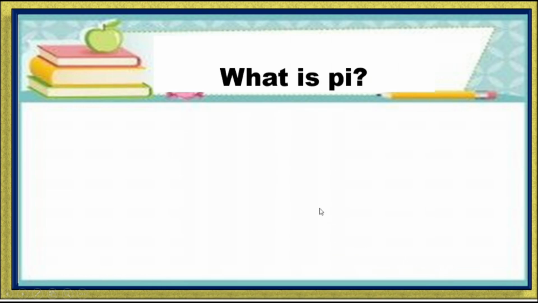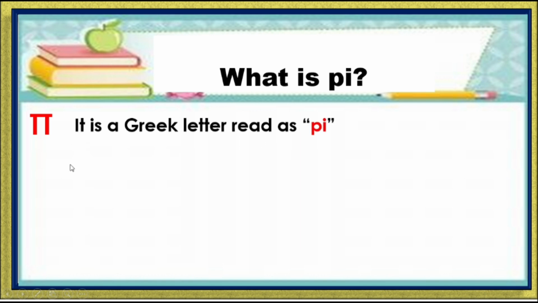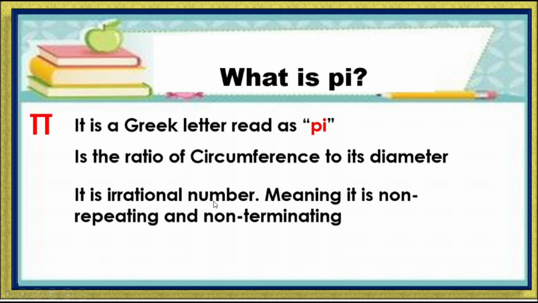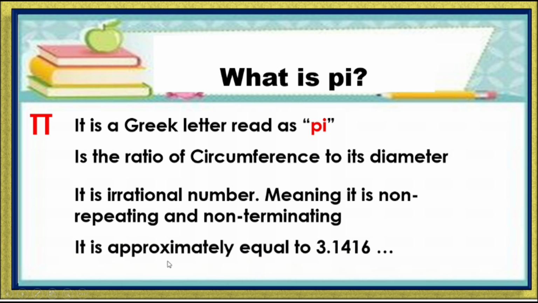So this 3.14 is pi. This is the value of pi. What do you mean by pi? This is the symbol for pi. Pi is a Greek letter, and it's the ratio of the circumference to the diameter. Again, this is the ratio of the circumference to the diameter. It is an irrational number, meaning it is non-repeating and non-terminating. It is approximately equal to 3.1416. Usually, we use 2 decimal places, so pi is represented as 3.14.